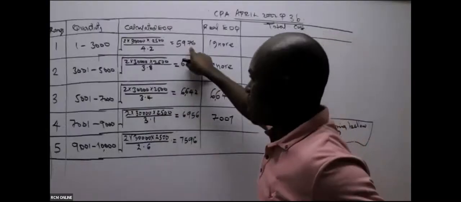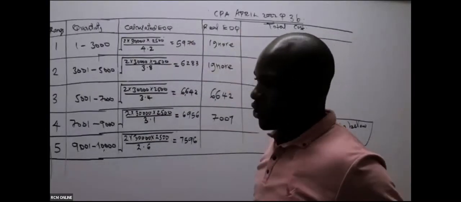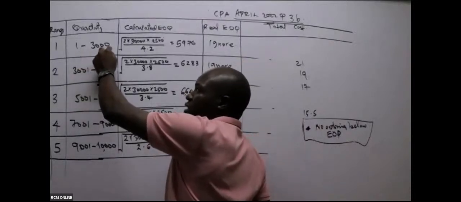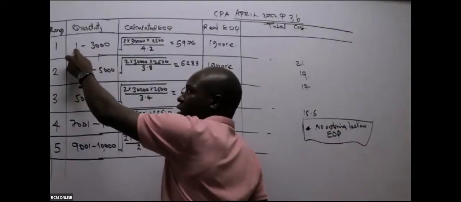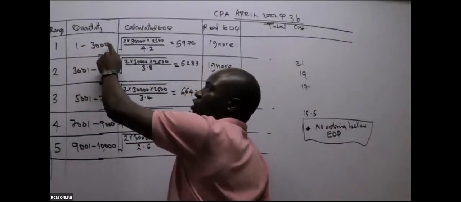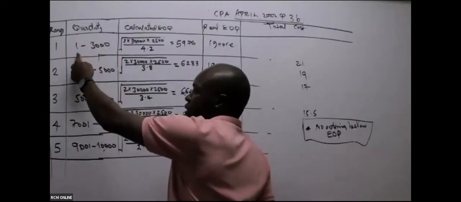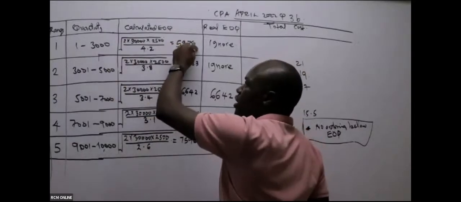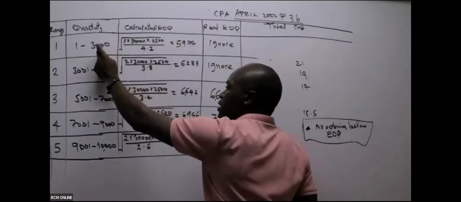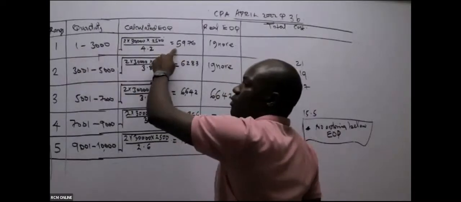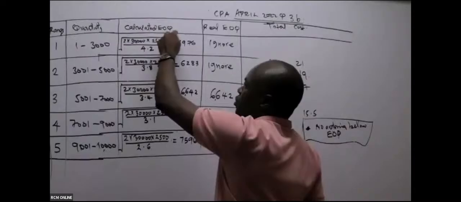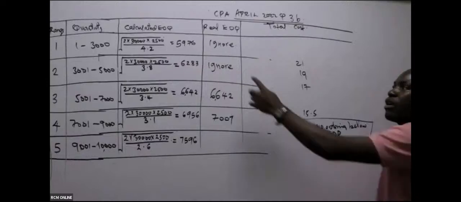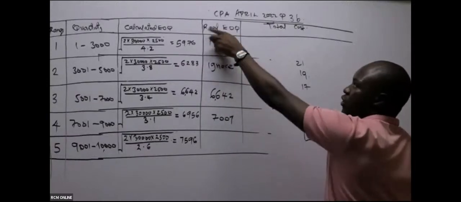If I come to the first one, for you to get that discount, you must purchase 1 unit, or you must purchase 3,000 and below within this range, either 1, 2, 3, all the way to 3,000, for you to be able to get that discount. I will not purchase that because if I do that, I'll be taking goods that are below this calculated economic order quantity. If I do that, I'm violating this rule. That's why we have ignored it. There's no real economic order quantity.